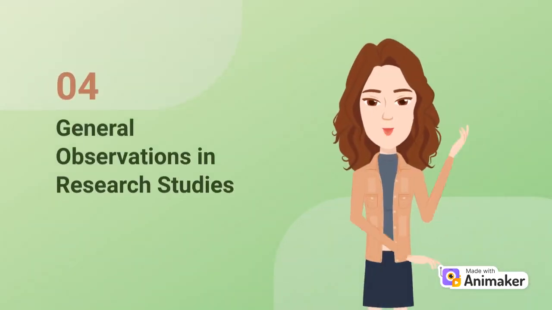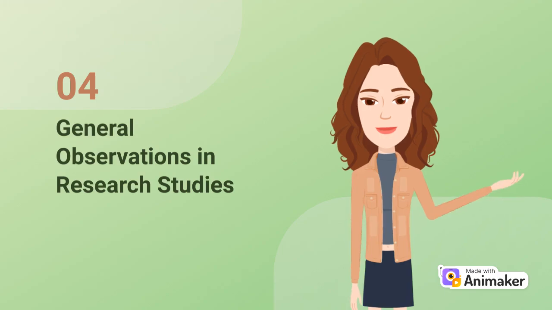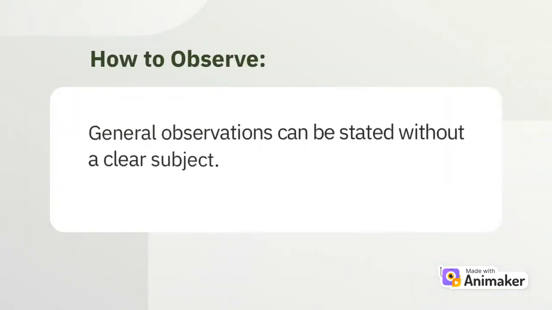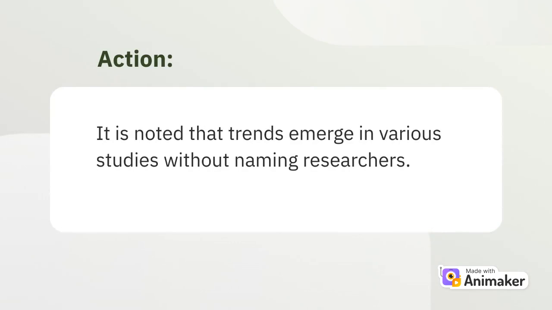General observations are made without emphasizing the observer. How to observe: general observations can be stated without a clear subject. Action: it is noted that trends emerge in various studies without naming researchers.